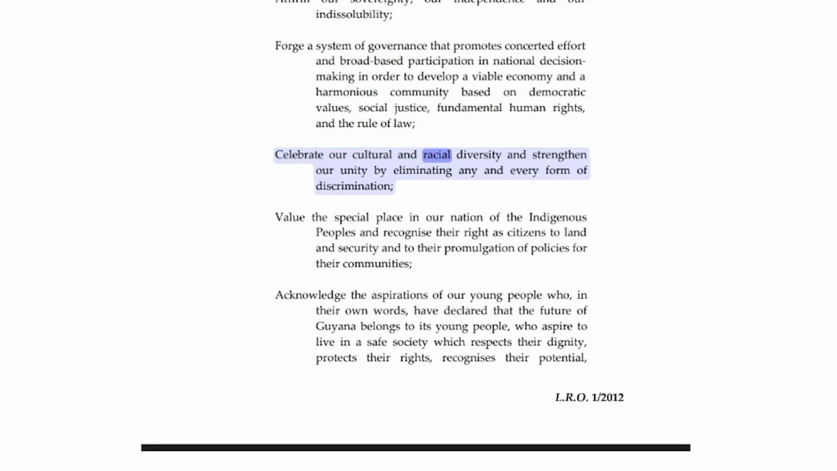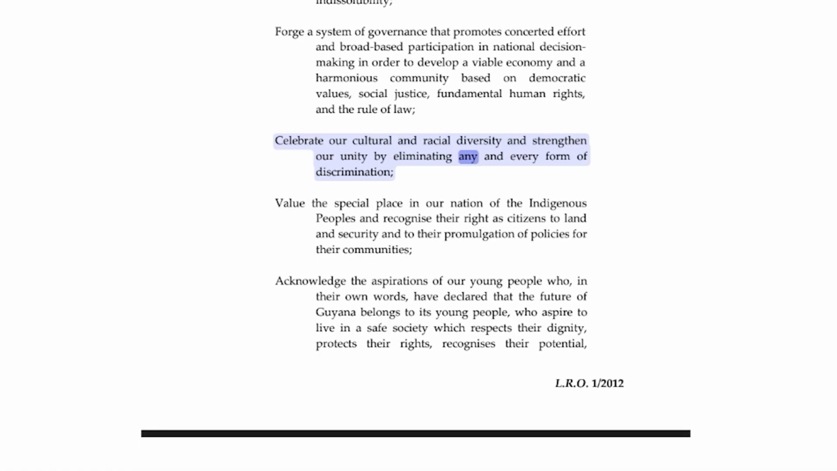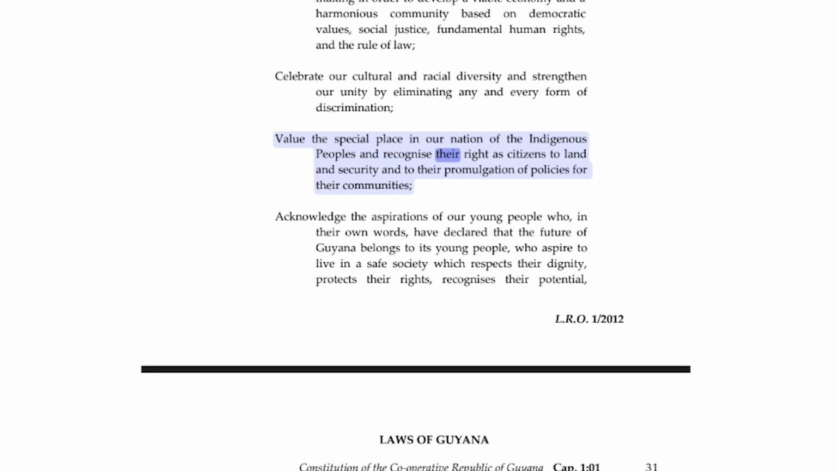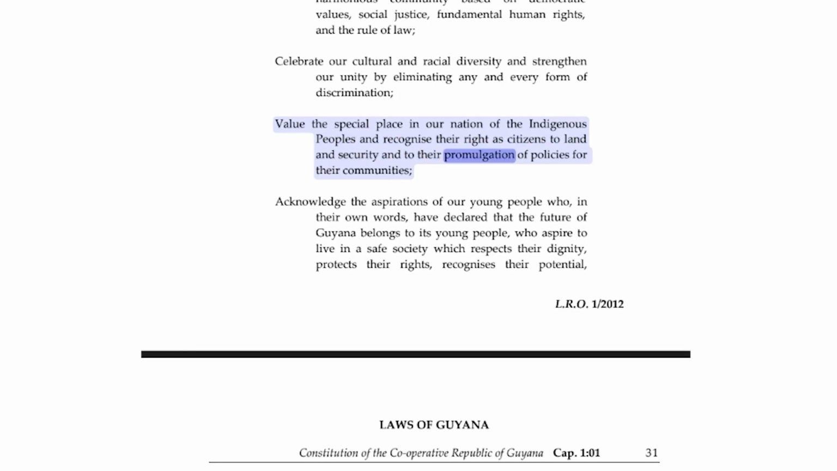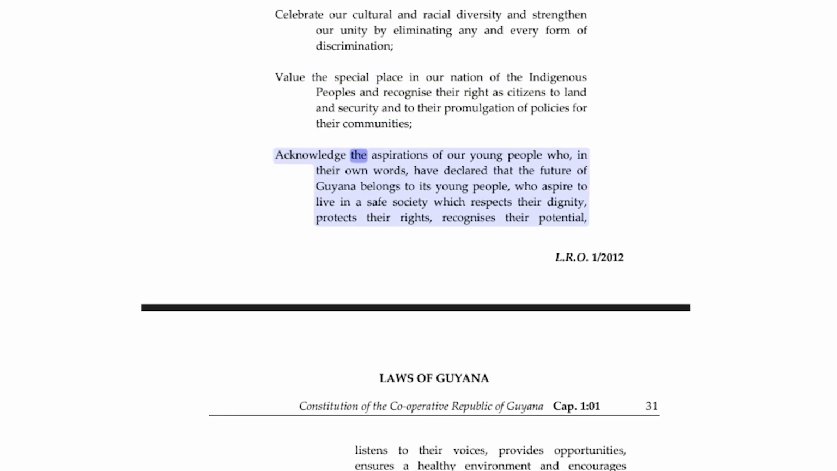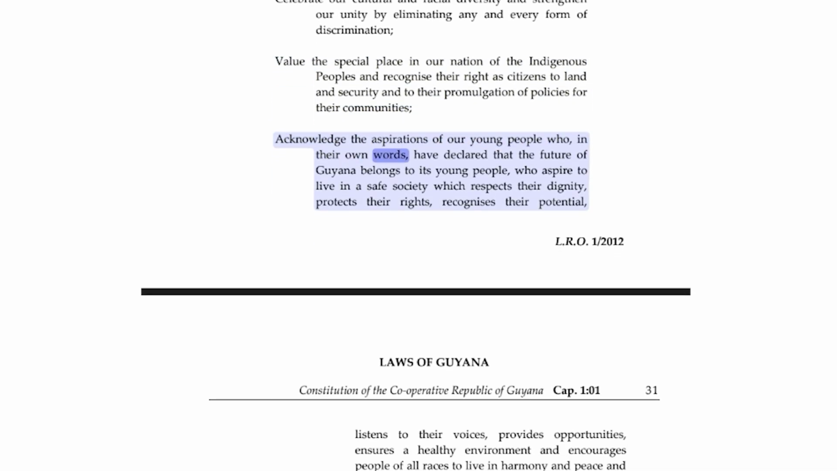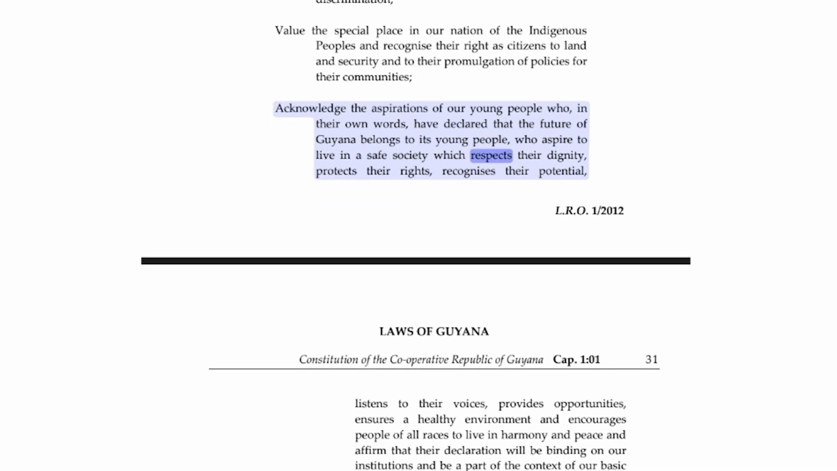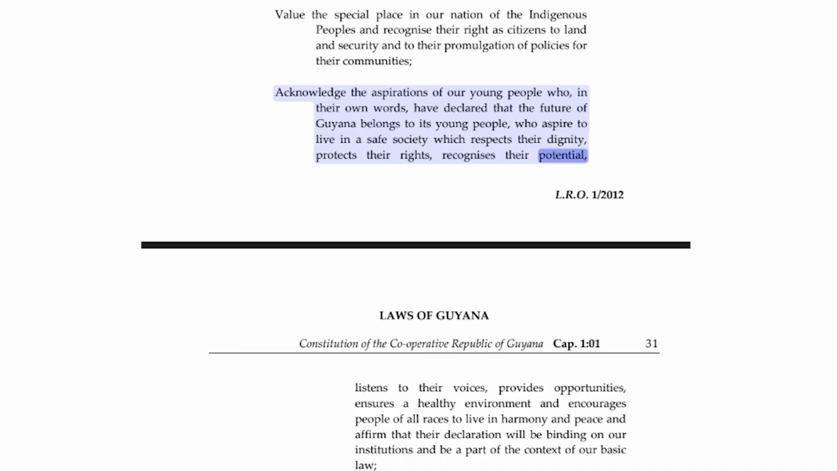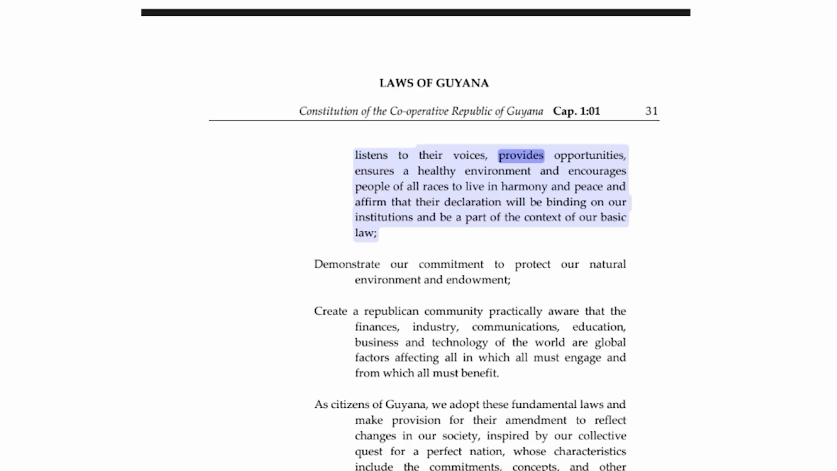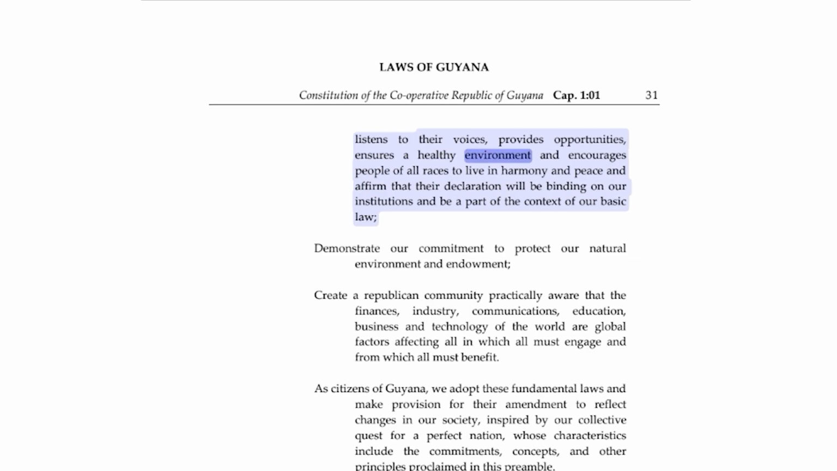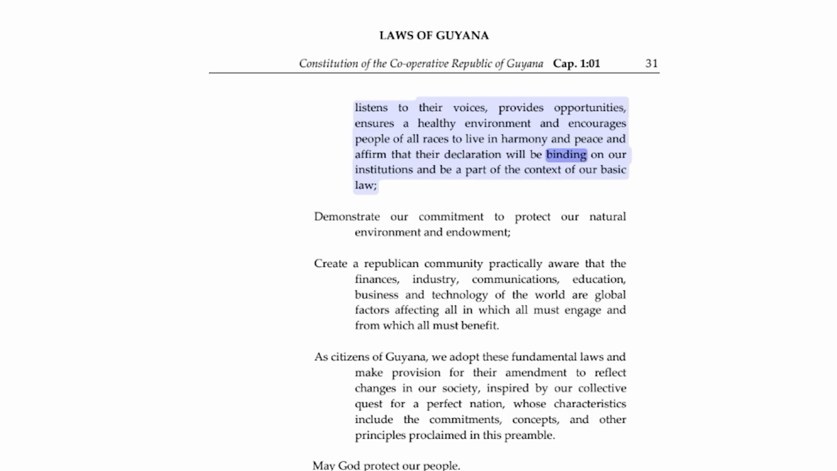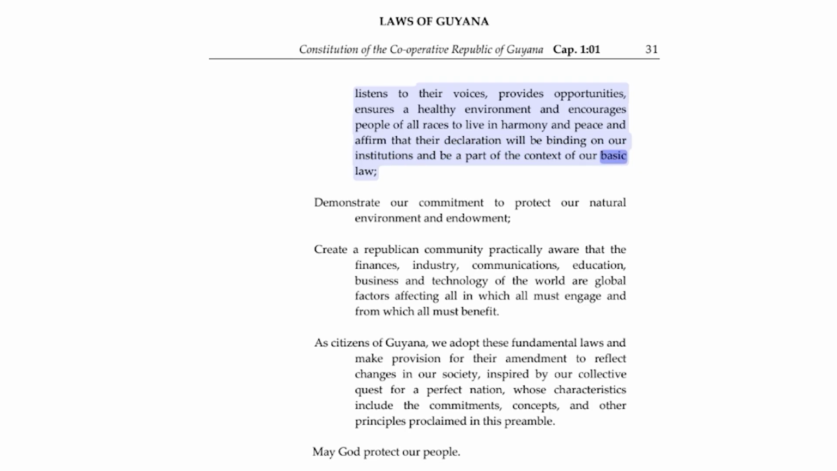Celebrate our cultural and racial diversity and strengthen our unity by eliminating any and every form of discrimination. Value the special place in our nation of the indigenous peoples and recognize their right as citizens to land and security and to their promulgation of policies for their communities. Acknowledge the aspirations of our young people who, in their own words, have declared that the future of Guyana belongs to its young people, who aspire to live in a safe society which respects their dignity, protects their rights, recognizes their potential, listens to their voices, provides opportunities, ensures a healthy environment, and encourages people of all races to live in harmony and peace, and affirm that their declaration will be binding on our institutions and be a part of the context of our basic law.